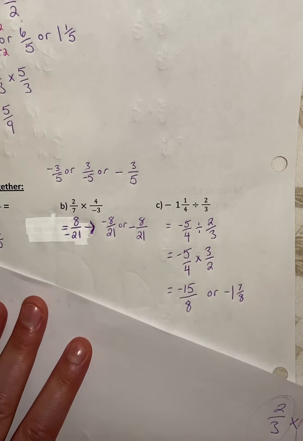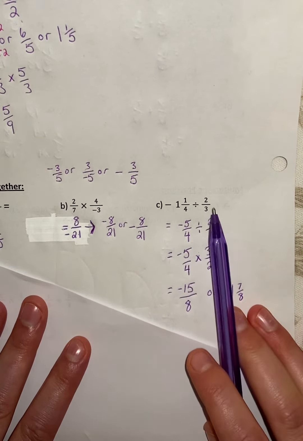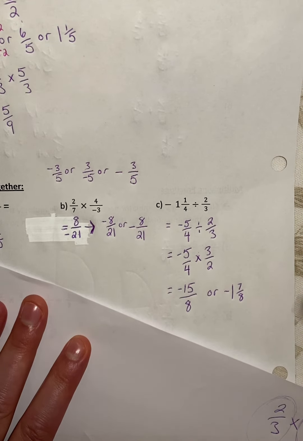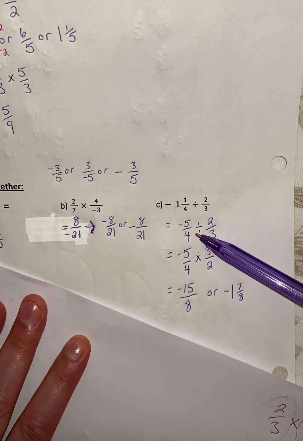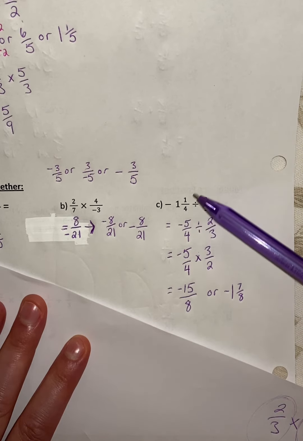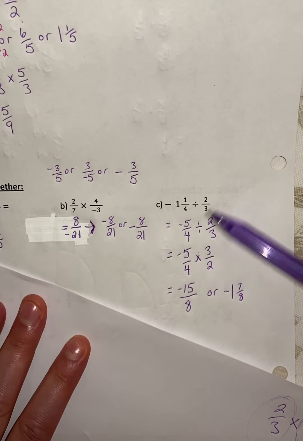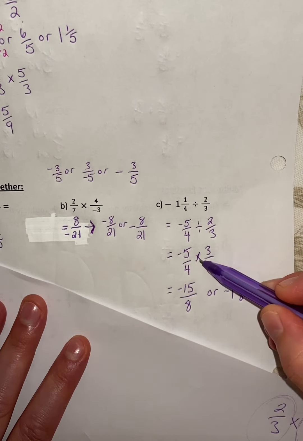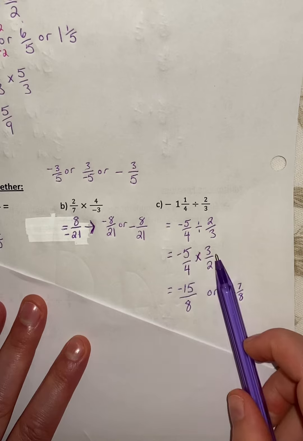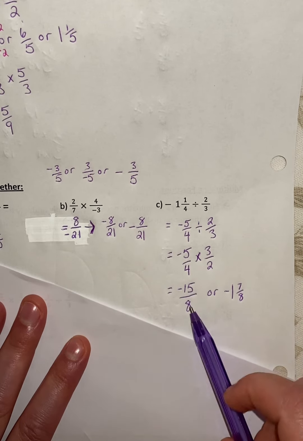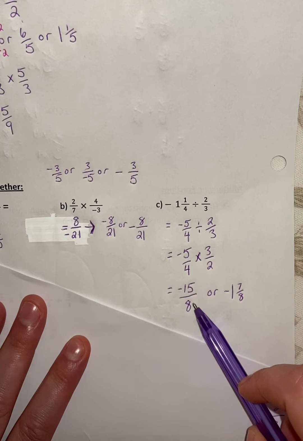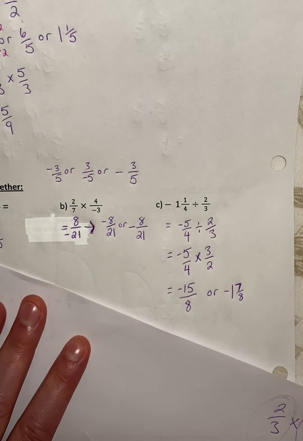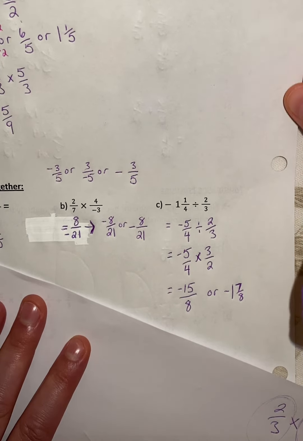Here, it looks like you can just do this one separately from these pieces. You can't. You cannot do a mixed fraction and add, subtract, multiply, or divide with it. You have to turn it into an improper fraction. So 1 times 4 is 4, plus 1 gives me 5 over 4. I'm dividing, so it means I need to flip the second fraction and change this to a multiply. I've got negative 5 times 3 is negative 15. 4 times 2 is 8. And then I got 15 over 8. And if I want to switch that back to a mixed fraction, I can see that that is 1 and 7 over 8. And it's also negative, so be careful with that.